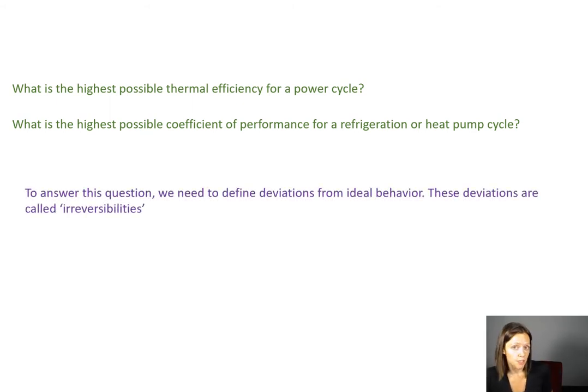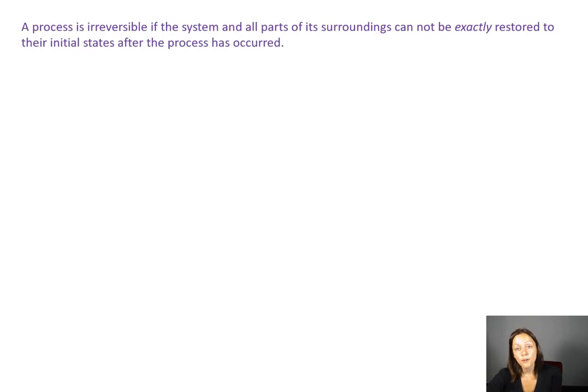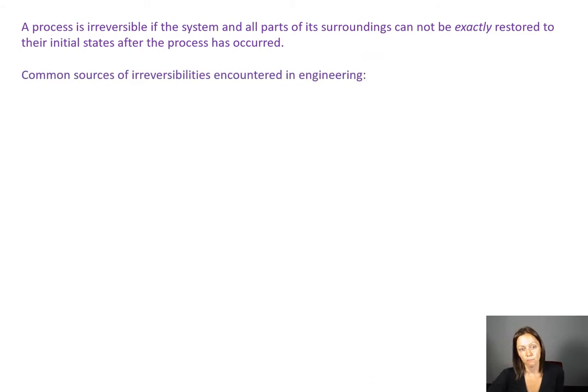To answer these questions, we need to define deviation from ideal thermodynamic behavior, and those deviations are called irreversibilities. A process is irreversible if the system and the surroundings can't both return to their initial state exactly as they were in the beginning. A common source of irreversibility in engineering that you'll encounter is friction.